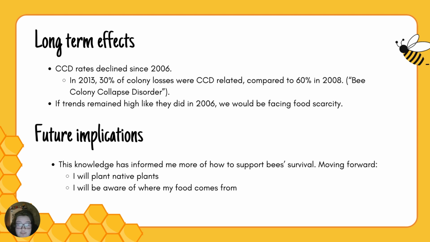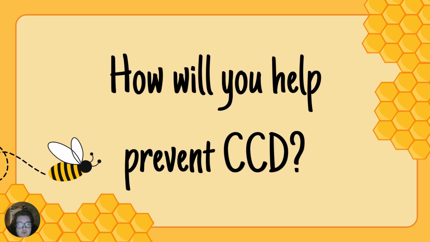As for future implications, this knowledge has given me a lot of help in knowing what I can do to support honeybees. So when I'm gardening, I will be planting native plants to give honeybees a safe space. And I will be aware of where my food comes from because it's important to not take honeybees for granted. How will you help prevent colony collapse disorder?